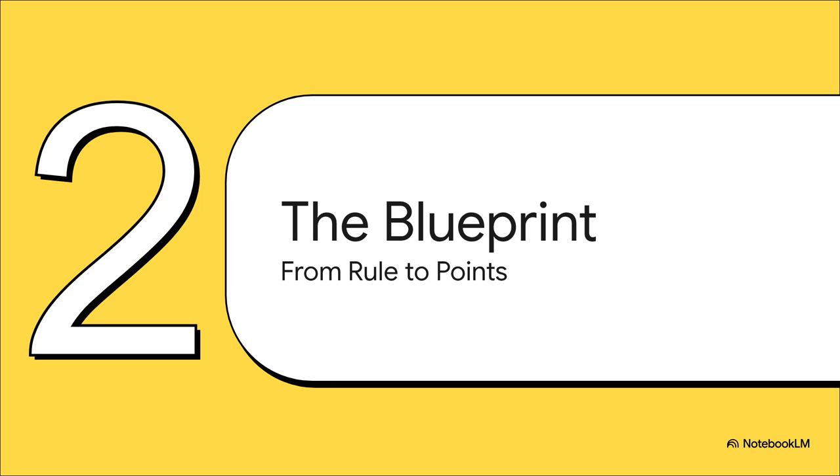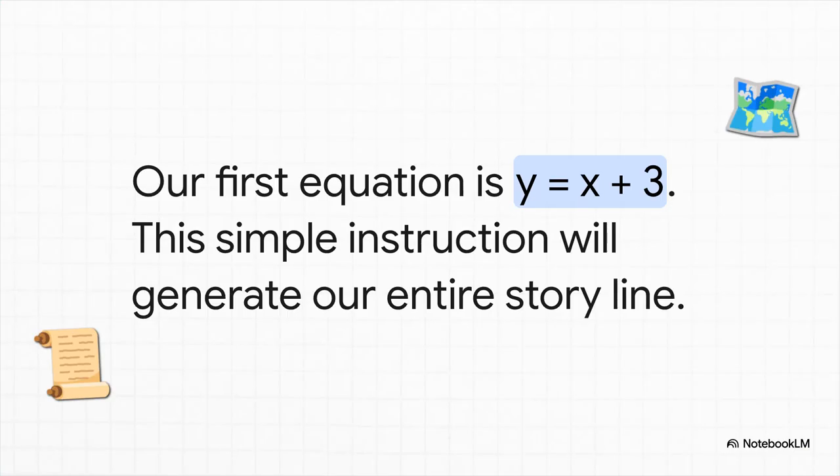Now, every good story needs a script, a set of rules to follow, right? Well, in math, that script is our equation. It's the blueprint that tells us exactly where our story is headed. Let's start with a really simple one. Our rule is y is going to be whatever x is plus 3. That's it. This one little instruction is going to generate our entire story.